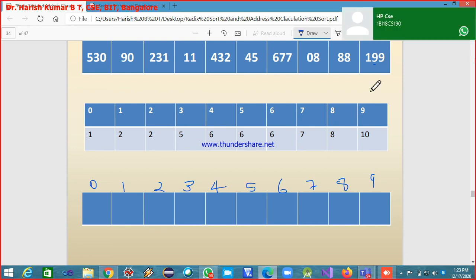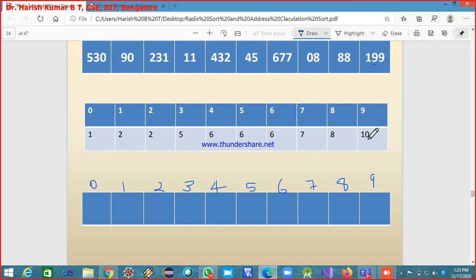Nine is the digit. I check my cumulative count, and it is 10 here. 10 minus 1 is 9. That means 199. I think if I write here, you can't see. Let me write it below. So 199 takes this position again.